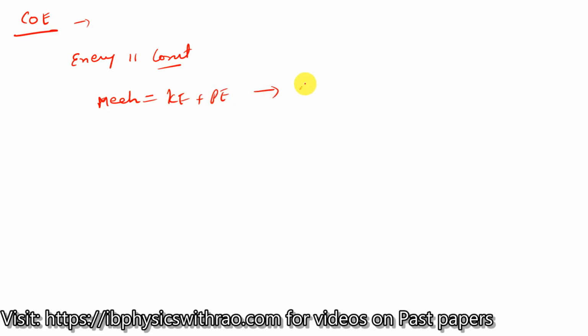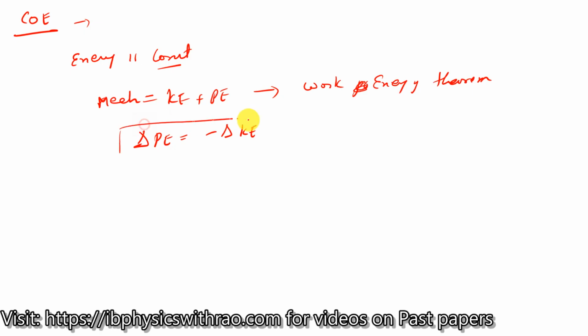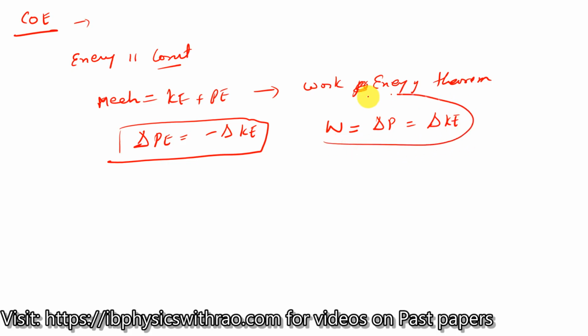From here only we derive the work energy theorem. So what is this work energy theorem? It tells you that change in potential energy is equal to negative change in kinetic energy. Okay, so this is what you call the work energy theorem. You can also write it in one more way: work done by an object is equal to either change in potential energy or maybe change in kinetic energy. Okay, you can write like this also. So this is a consequence of using the conservation of energy.